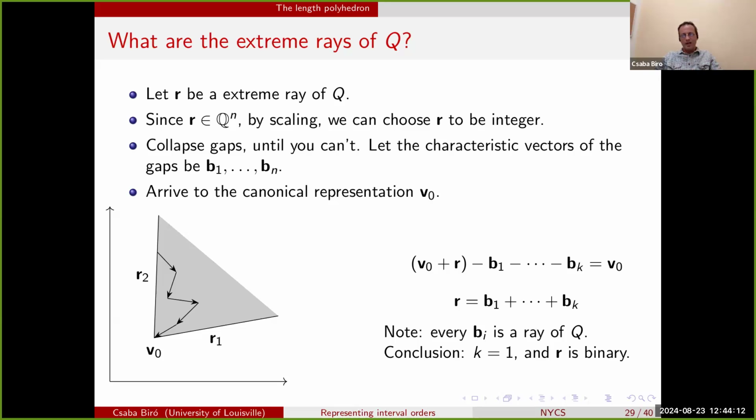So the extreme rays are binary, and we have a way to find them. We can't find them exactly. We can find a big superset of them. The big superset is too large, and it's not so easy to figure out what a minimal generating set of them is.